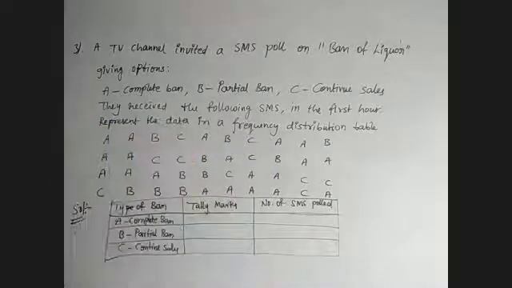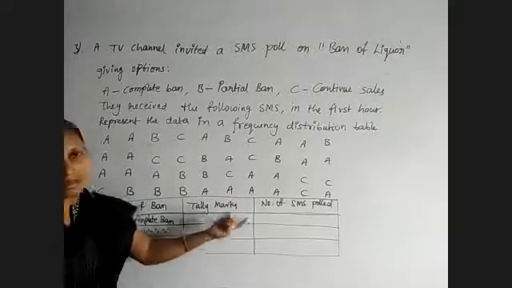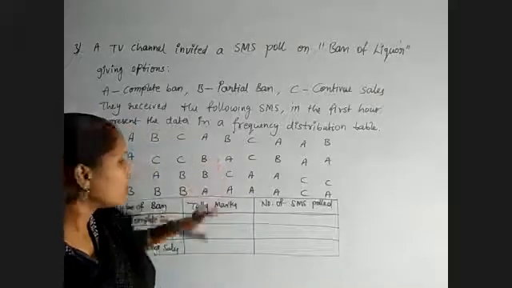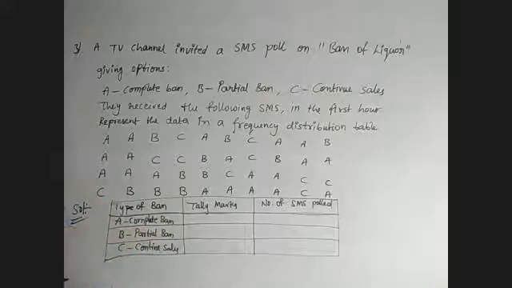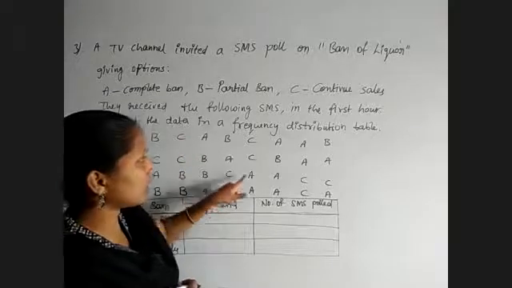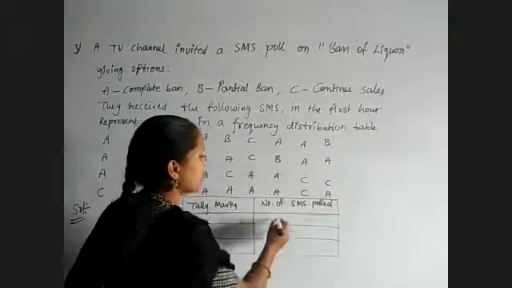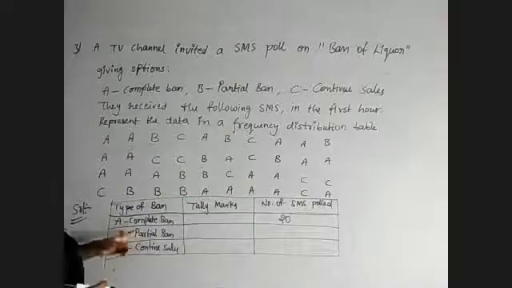Okay, just observe this question here. Types of ban, tally marks, number of SMS polled. That will be the frequency. So A is for complete ban. A, how many times is it given? Just observe: 1, 2, 3, up to 20 times. Okay, 20 people polled on A, complete ban.